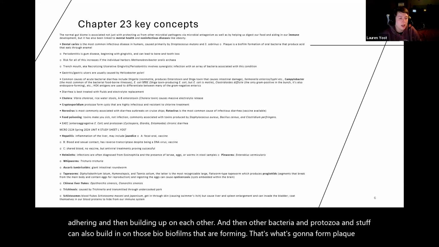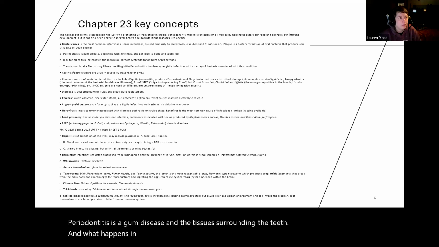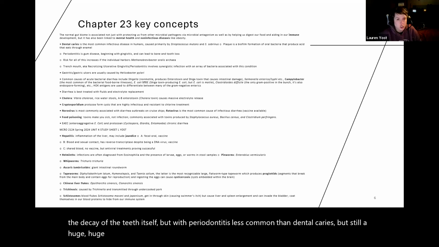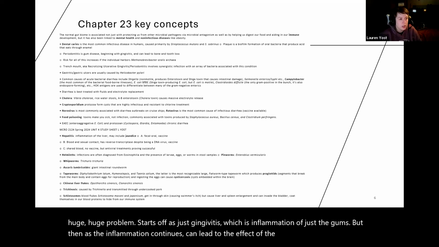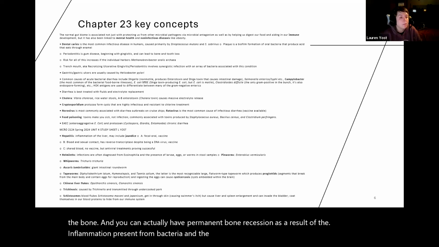Periodontitis is a gum disease of the tissues surrounding the teeth. And what happens in periodontitis, and then we'll also have the caries associated with the decay of the teeth itself. But with periodontitis, less common than dental caries, but still a huge, huge problem. It starts off as just gingivitis, which is inflammation of just the gums. But then as the inflammation continues, it can lead to effects on the underlying tissues, including the bone. And you can actually have permanent bone recession as a result of the inflammation present from bacteria and the inflammation that they cause.